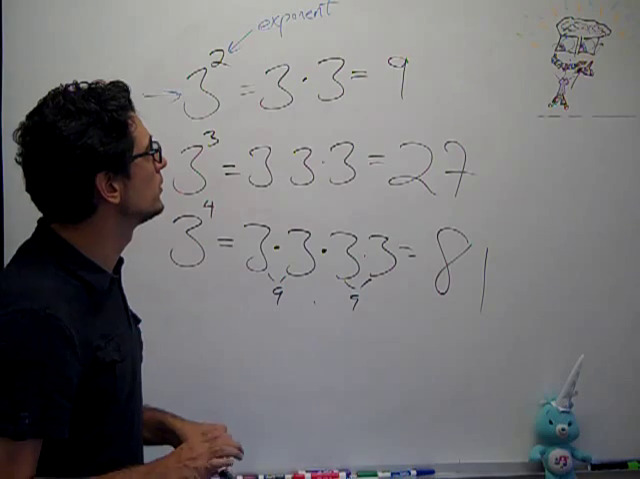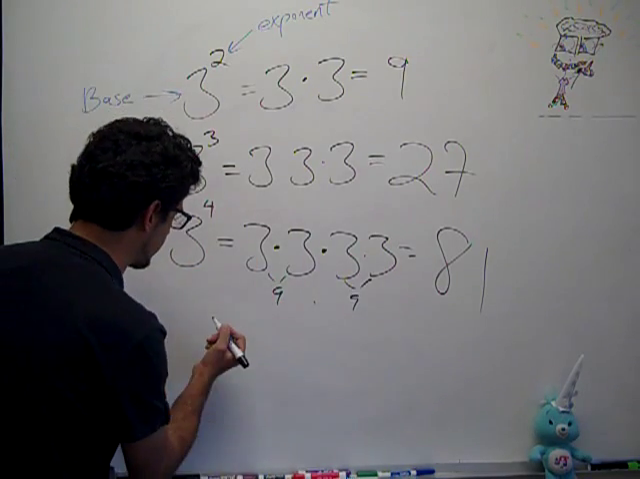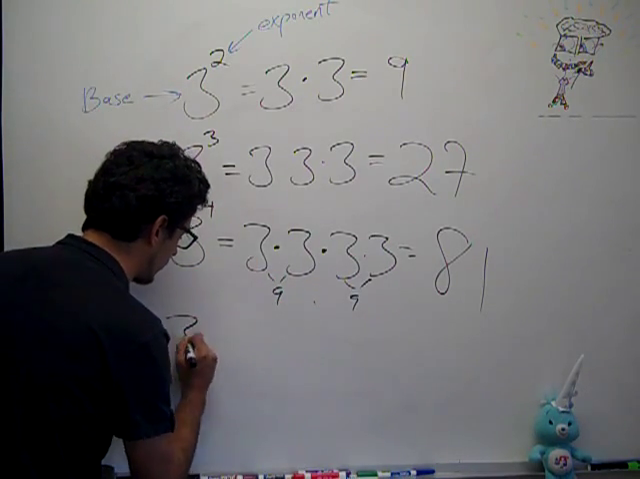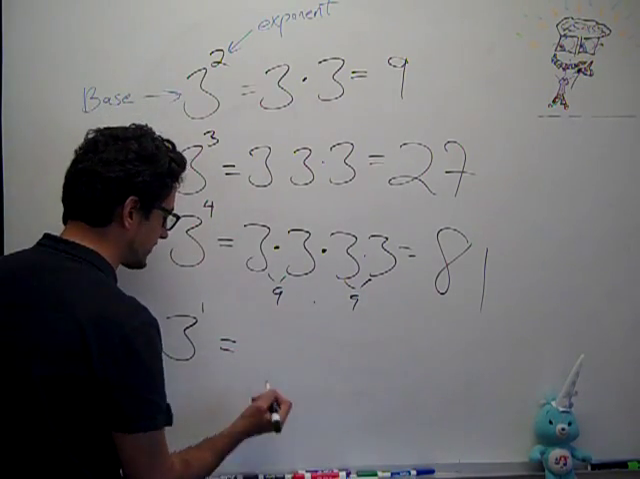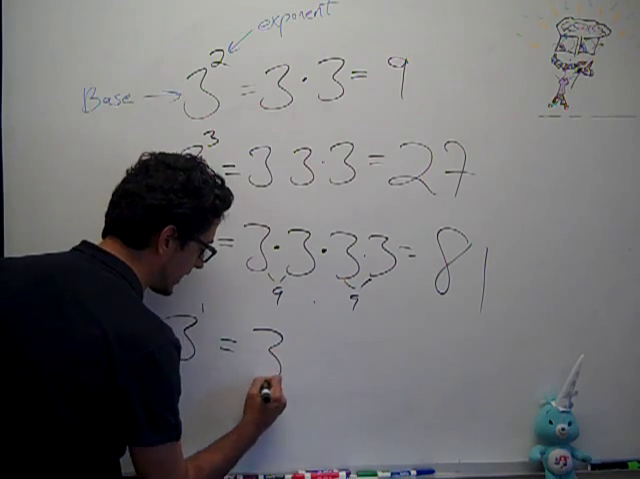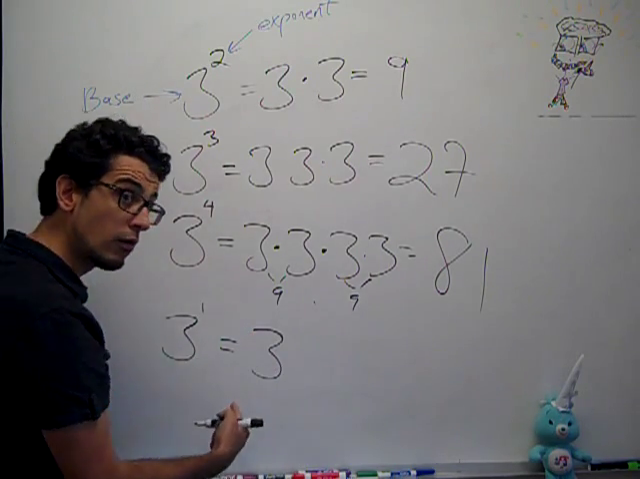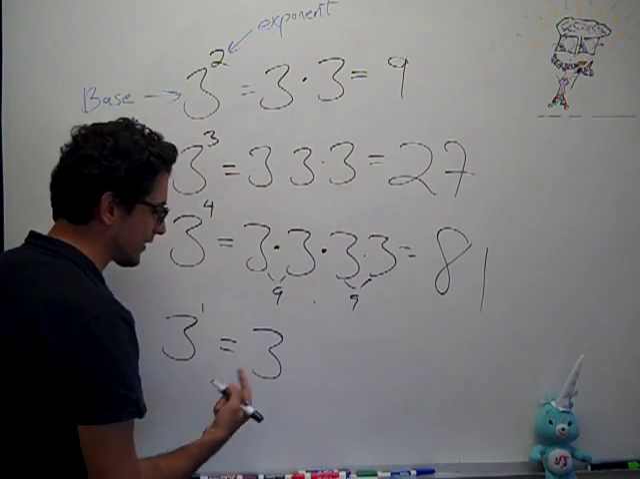Now, sometimes people look at something like, what if I just have the number 3, or 3 to the 1 power? What is 3 to the 1 power? Well, I still have the same base, but how many of them are multiplying? Just 1.